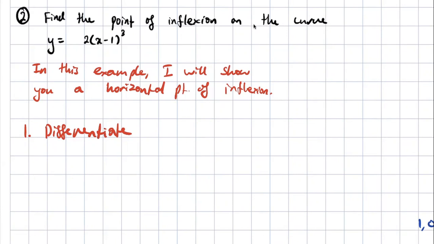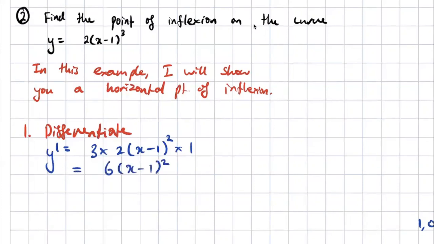So in this particular case, I'm going to find the first derivative, y dash is equal to, and this is just going to be a chain rule. So we bring the power down, 3 times 2x minus 1, subtract 1 from the power and multiply by the derivative inside. And we end up with 6 outside of x minus 1 all squared.